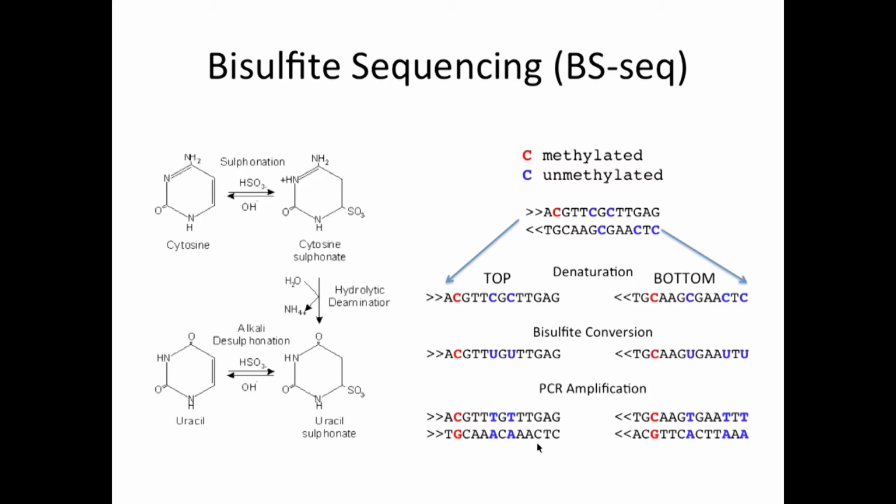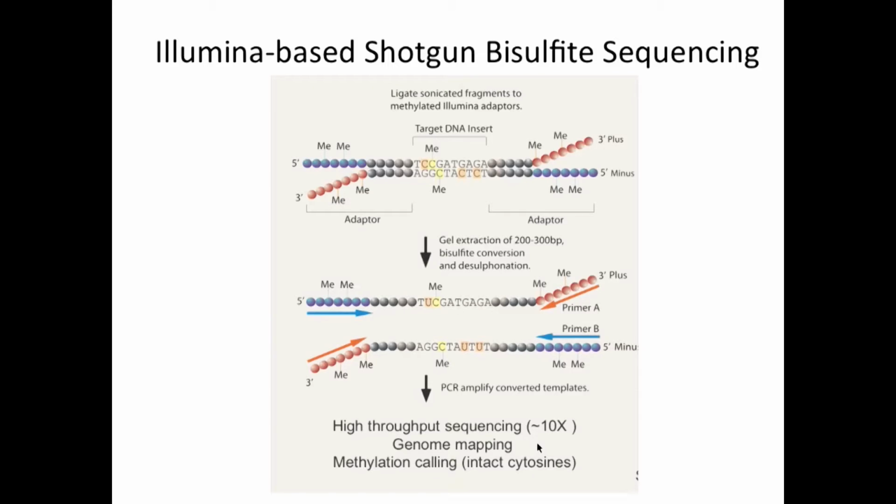Then we make Illumina libraries. We fragment the DNA and ligate on adapters that are methylated. The adapters have Cs in them, so we have to keep them from getting converted so they're still compatible with the sequencing technology. We ligate adapters onto the DNA, and then we do bisulfite conversion. Then we do high throughput sequencing, and we require at least 10x coverage, meaning at least 10 reads per base in order to call methylation. But first, we have to map the reads back to the reference genome.